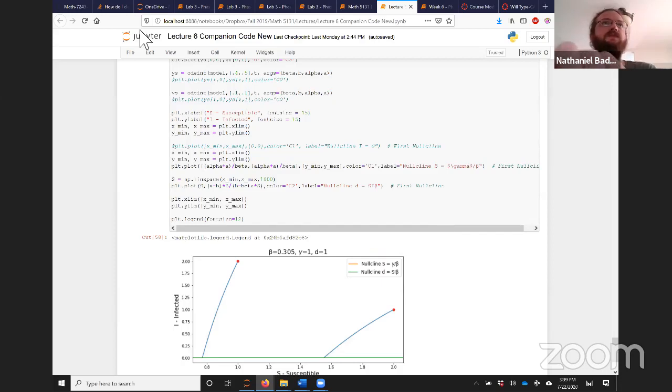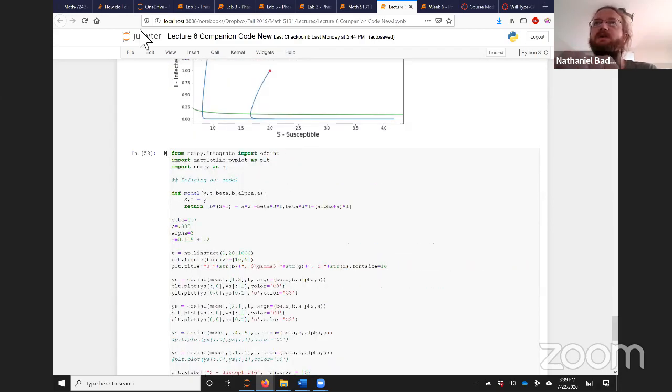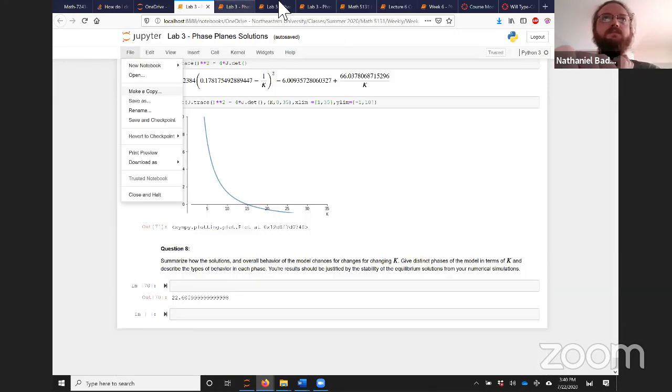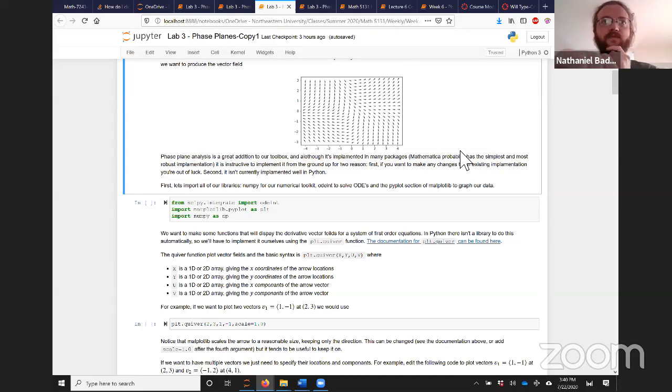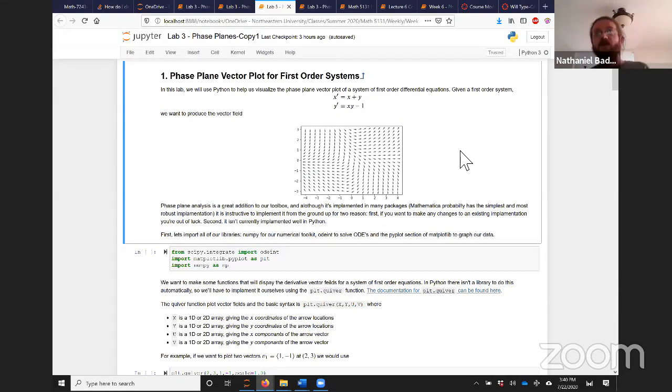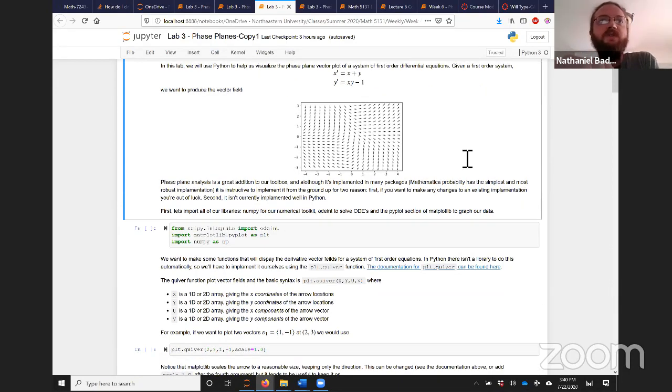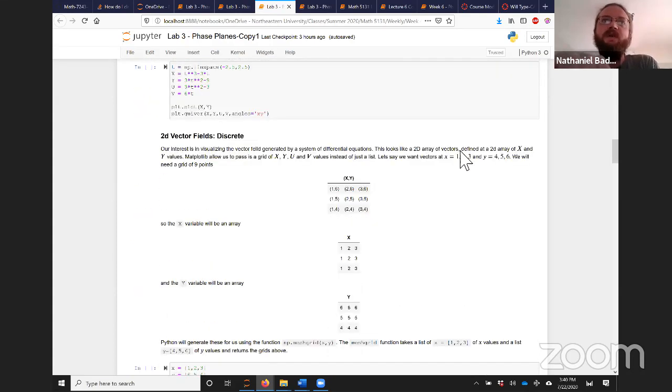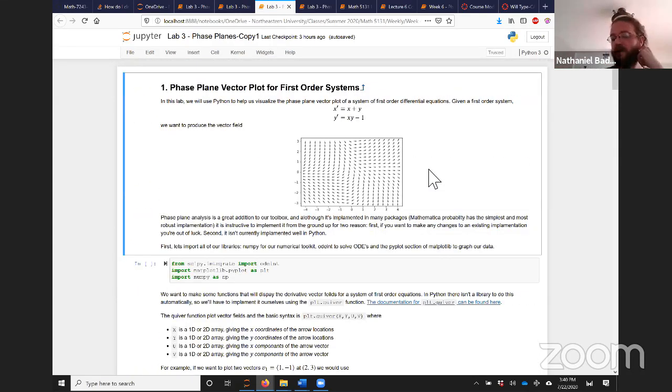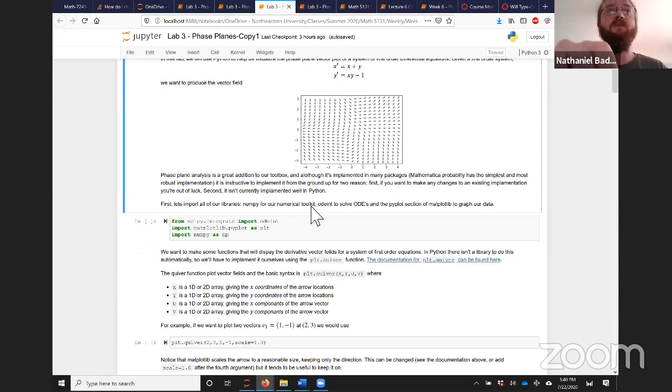So let's take a look at the lab. What I want to do in this lab can be relatively straightforward. There's really only one trick here. I want to show you how to produce, using NumPy, slope plots and vector field plots. And this lab is going to use them quite heavily.